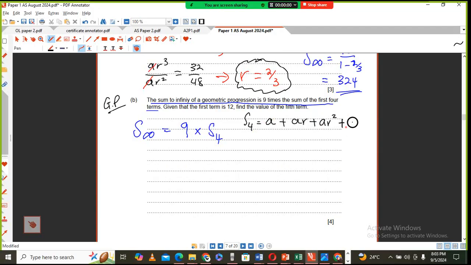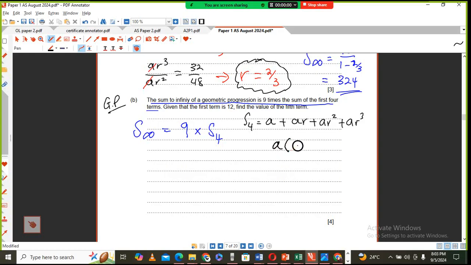AR square. And I could also use that if I want to, okay? Or I can just simply use the formula. What is the formula? 1 minus r to the power of n over 1 minus r.